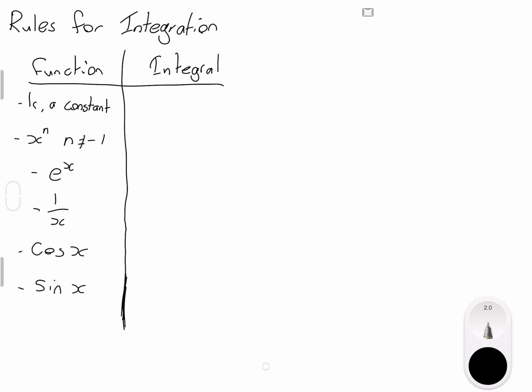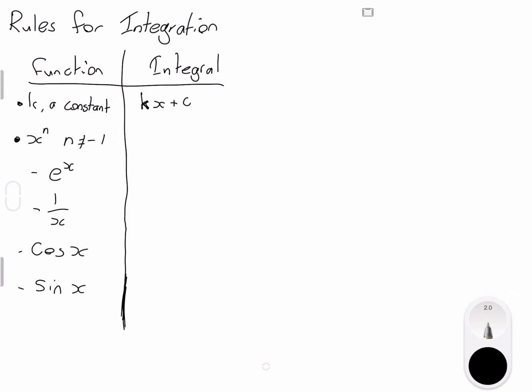Well, in the first case we've got k, and k is just a constant. The integral of this is just going to be kx plus c, not forgetting the plus c as we spoke about in our previous video. Think about it, if we had the derivative of 2x, it's just 2, the antiderivative of 2 would be 2x. We're adding on an x term each time.